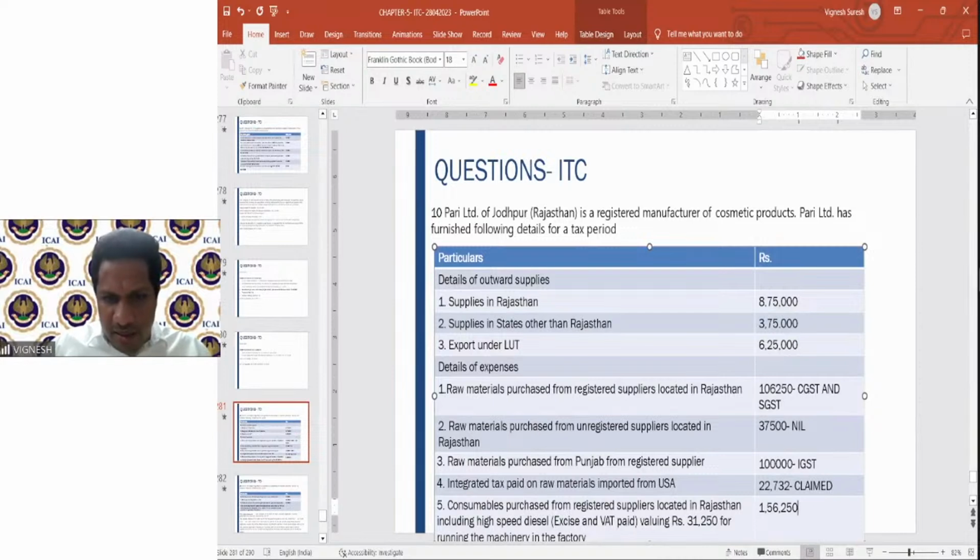Okay. Then consumables purchased, high-speed diesel 1,56,250, from this high-speed diesel is also included. Of course, since that is non-GST, you have to remove it. So if you remove 31,250 from 1,56,250, you will get 1,25,000. 1,25,000 into 9%. You can claim 9% each because it is again from the same state only. Okay.